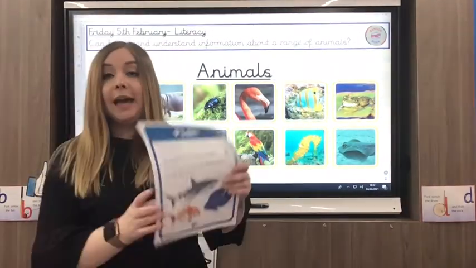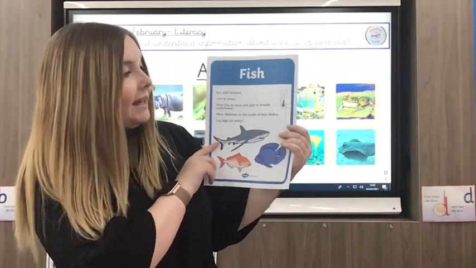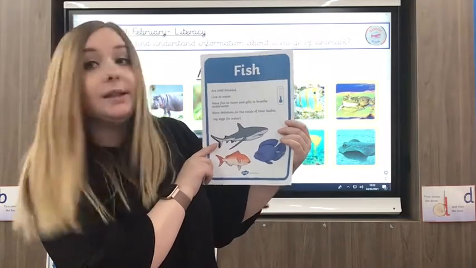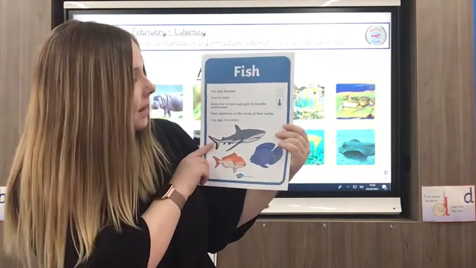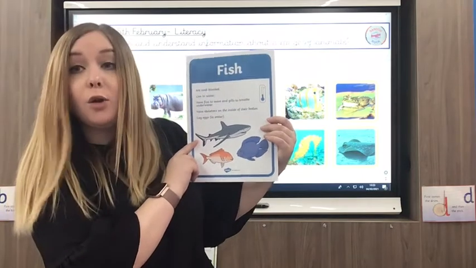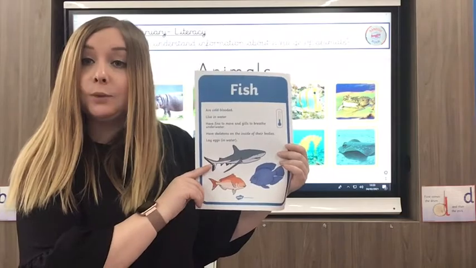Another different type of animals then are fish. Fish are cold-blooded and they live in water. They have fins to move and gills to breathe underwater. They have skeletons on the inside of their bodies, and they also lay eggs, but they lay their eggs in water as well.